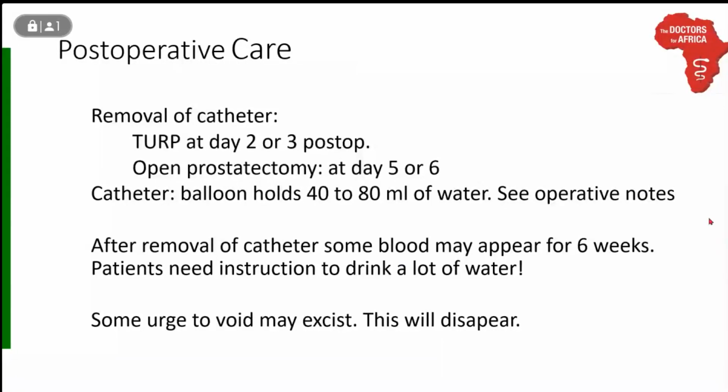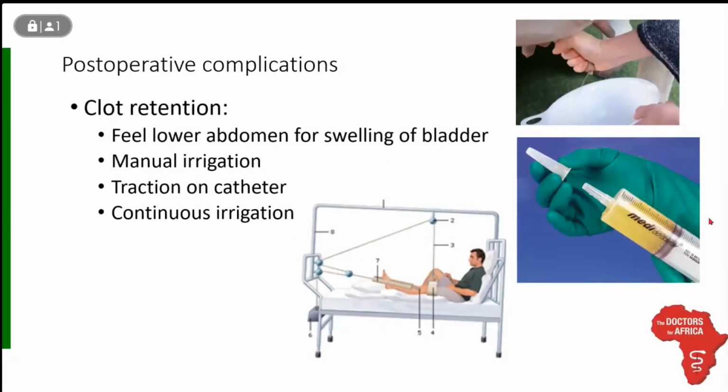This will disappear. About clot retention. To diagnose, feel the lower abdomen. It should be supple. If you feel a swelling, there is retention. First, squeeze the urine drain tube as you milk a cow or a goat. This might mobilize the clot.